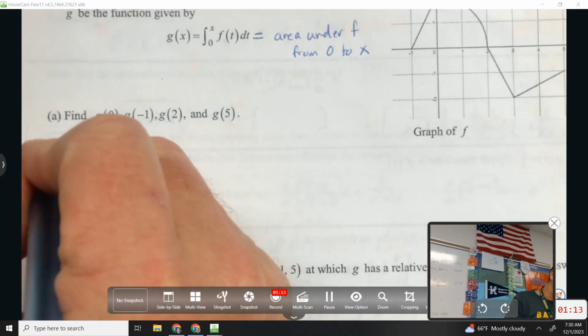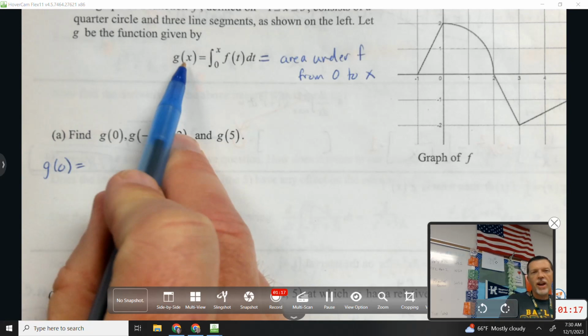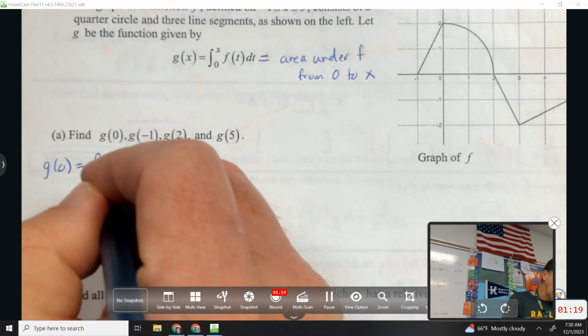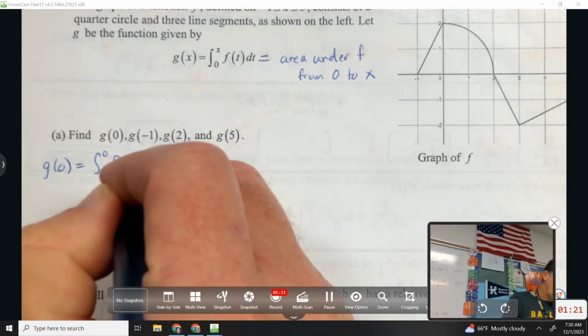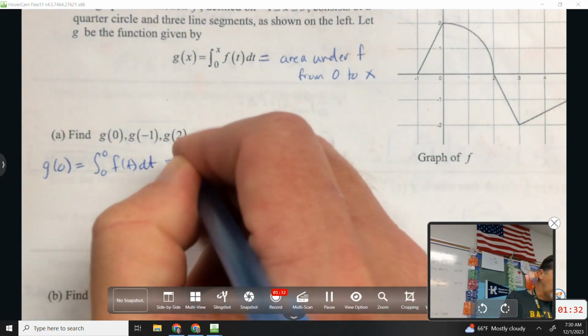Okay, find G of 0. So if 0 is in for x, then we put 0 in for x on the other side. So what do we think G of 0 is? 0. The area from 0 to 0, well, that's not anything. That would be 0.